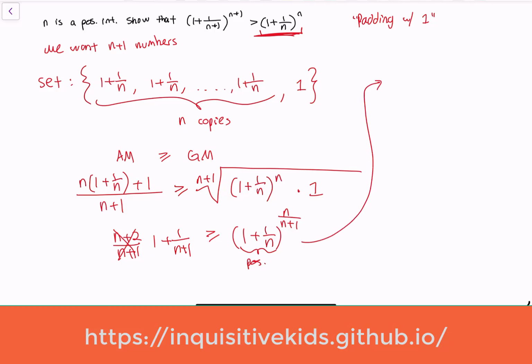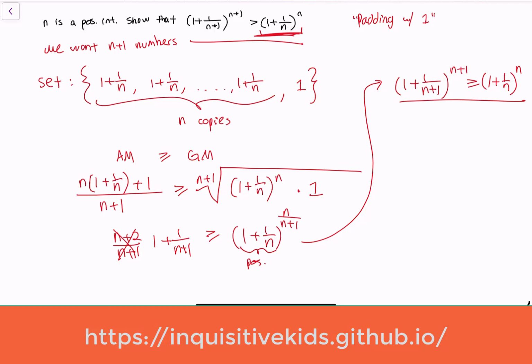So let's go up here. We have (1 plus 1 over n plus 1) to the n plus 1th power is greater or equal to (1 plus 1 over n) to the nth power. But we want to prove that this inequality is true. This inequality here is very close, but we still have to deal with the symbol. Can it be a greater or equal to symbol, or is it strictly greater? Is it possible for equality to hold true?